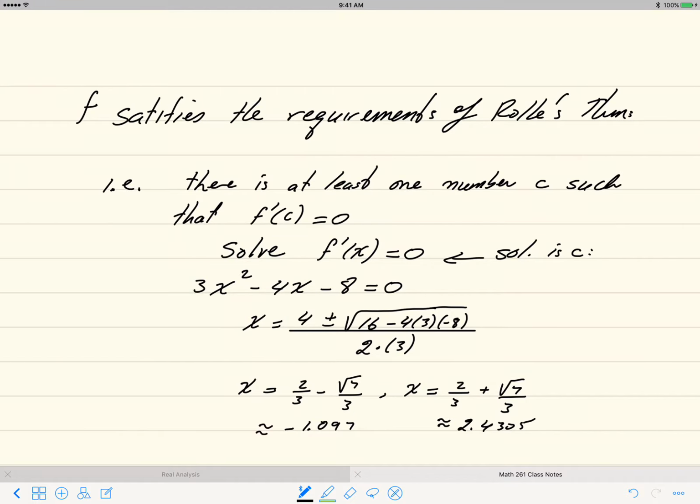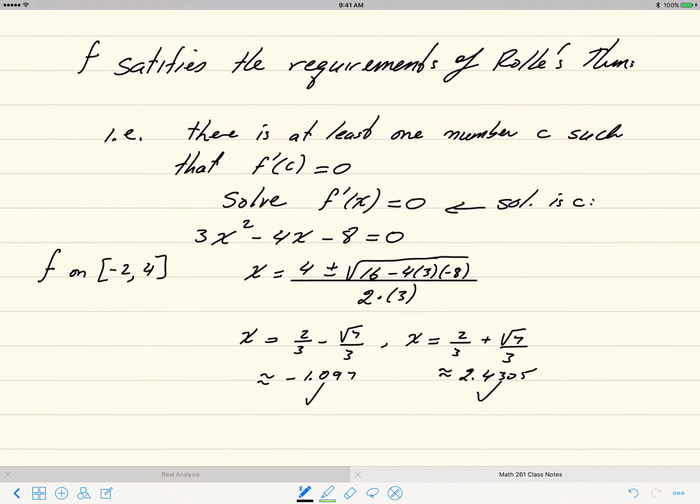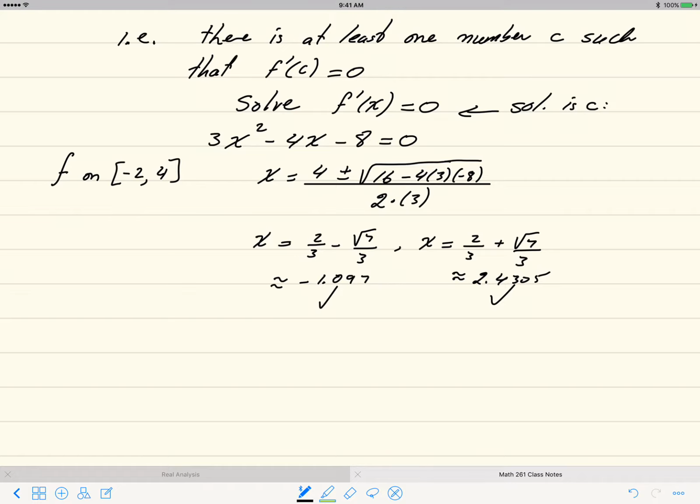Now remember that the interval we're working on, we're looking at f on the interval negative 2 comma 4. Okay? And it looks like both of these numbers are in the interval. So there are two locations where f prime is equal to 0. So there's a c1, which is 2/3 minus square root 7 over 3, and c2, which is 2/3 plus square root 7 over 3. So there we go. We found the values that are guaranteed by the mean value theorem. I'm sorry, by Rolle's theorem.